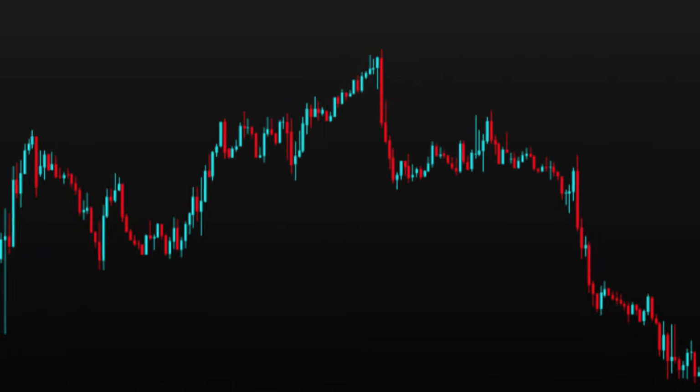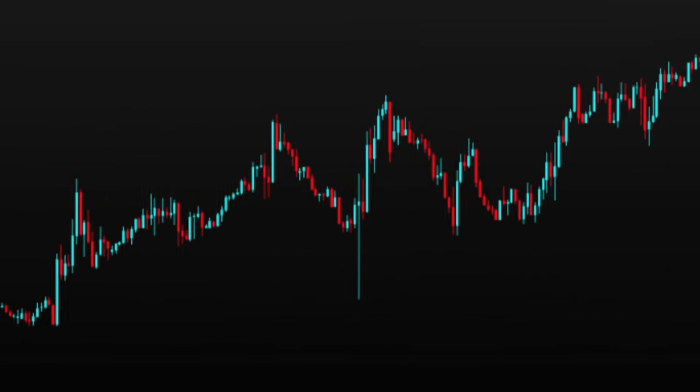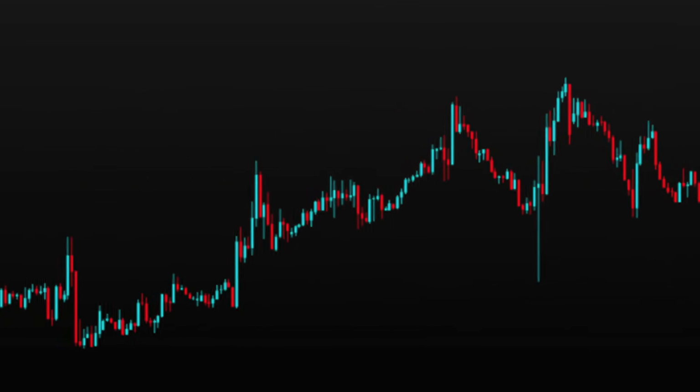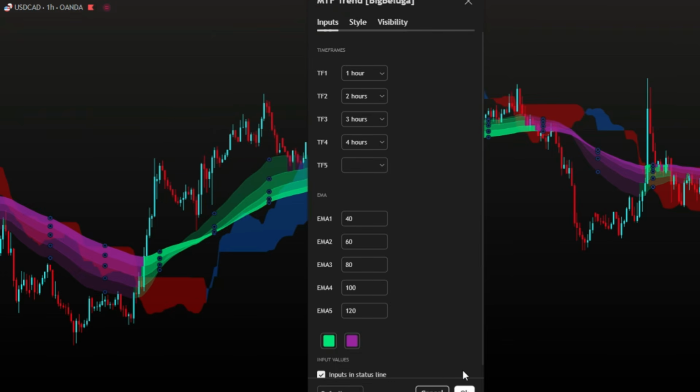Let's go through some backtests now and see how this technique actually plays out in real market conditions. For this, I'm going to use examples on USD CAD 1-hour time frame. I have slightly modified the multi-time frame trend indicator by doubling all the EMA values.